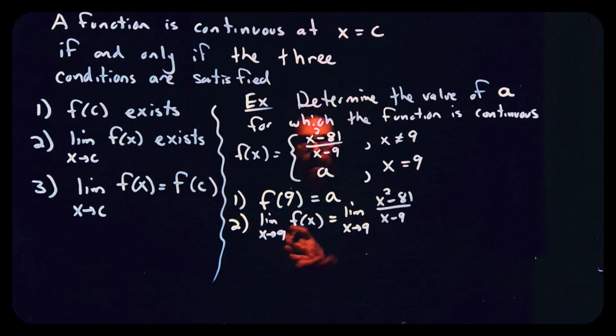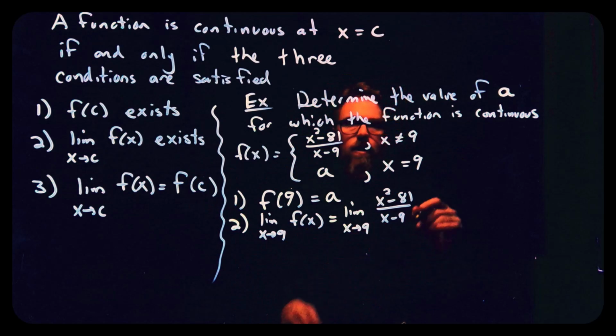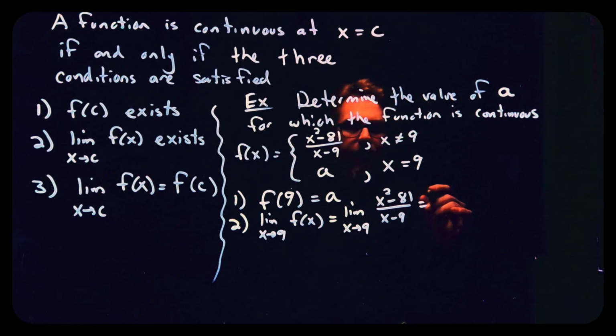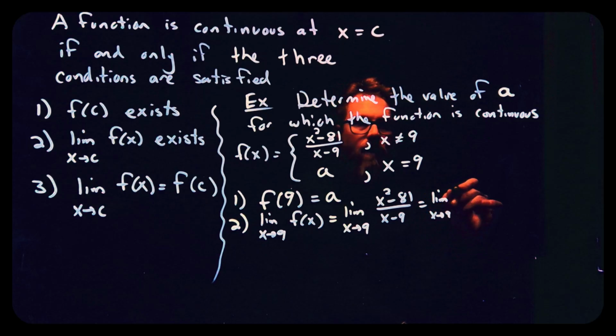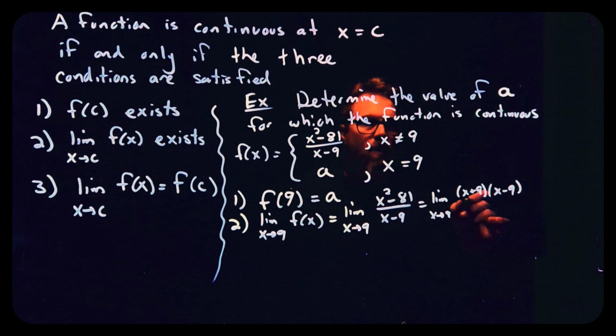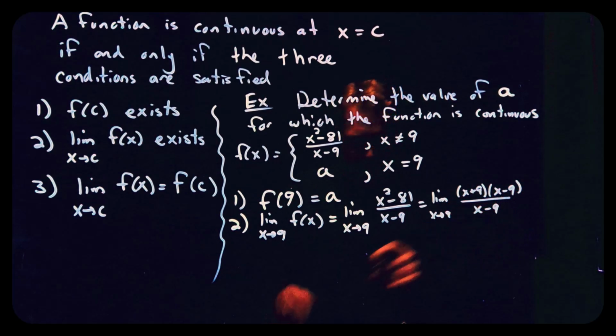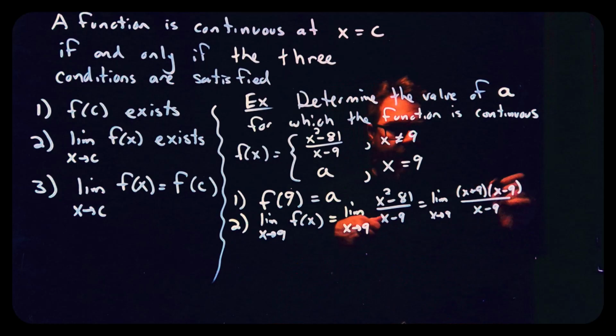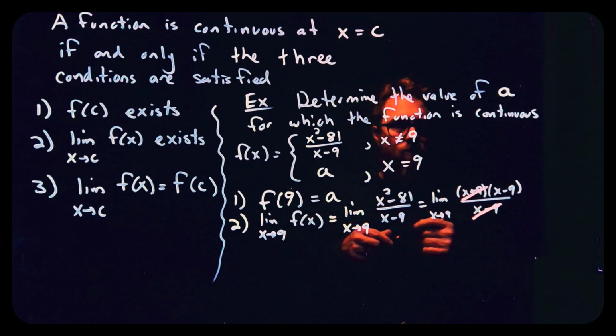And I know I can't plug in 9 right now because it's not defined there. So I'm going to simplify by factoring. So this is the limit as x approaches 9 of (x plus 9) times (x minus 9) all over x minus 9. And I can see that this factor cancels, so your x minus 9 goes away.